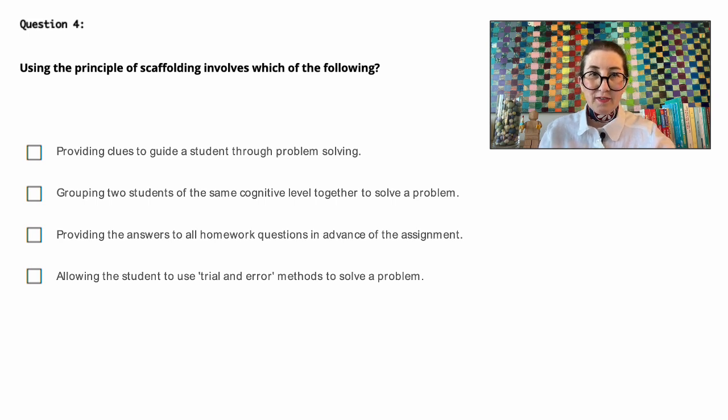Question number 4. Using the principle of scaffolding involves which of the following? Providing clues to guide a student through problem solving. Grouping two students of the same cognitive level together to solve a problem. Providing the answers to all homework questions in advance of the assignment. Or allowing the students to use trial and error methods to solve a problem.